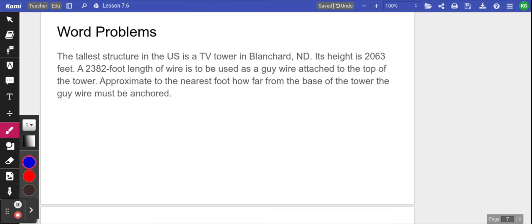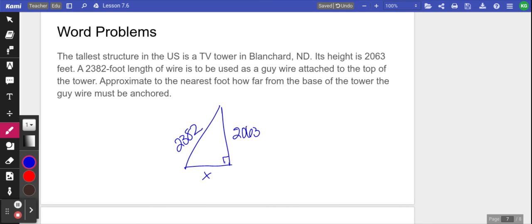The tallest structure in the U.S. is a TV tower in Blanchard, North Dakota, and its height is 2,063 feet. A 2,382-foot length of wire is used as a guy wire attached to the top of the tower. So we have 2,063 and 2,382. Approximate to the nearest foot how far from the base of the tower the guy wire must be anchored.